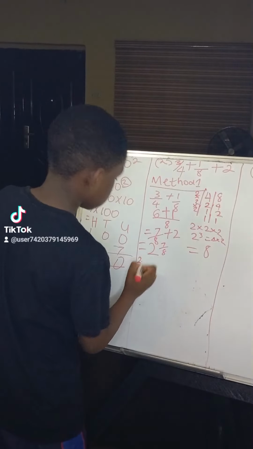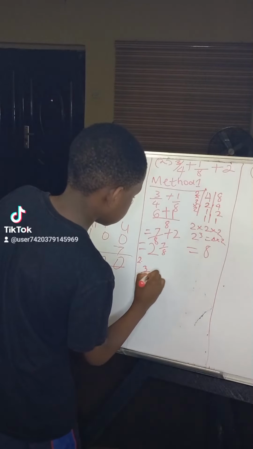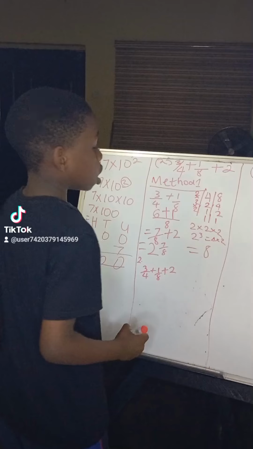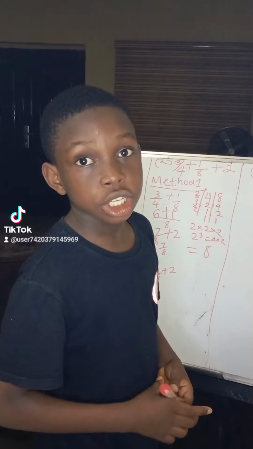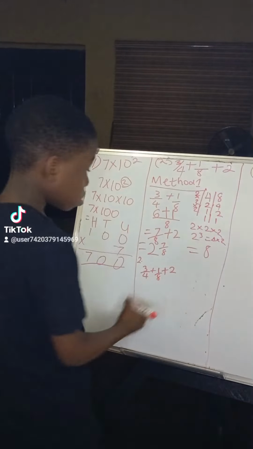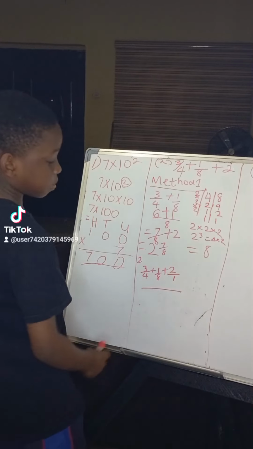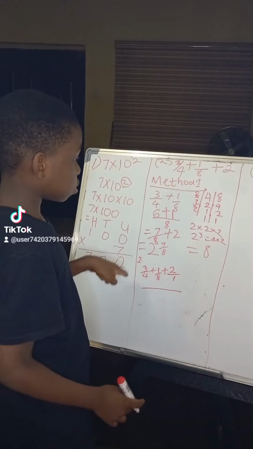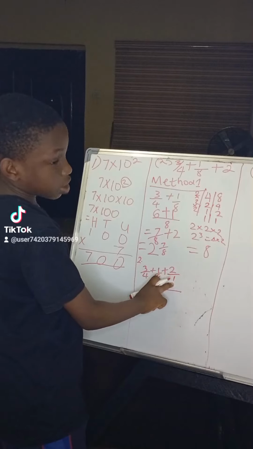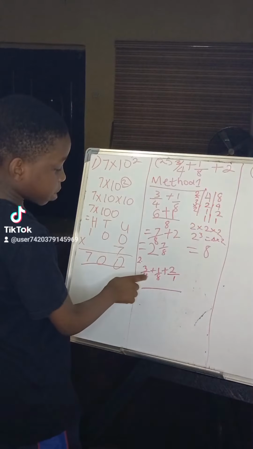Method 2. 3 over 4 plus 1 over 8 plus 2. Any whole number changed to a fraction is just that number divided by 1. So 2 is a whole number in this case, and then we just divide it by 1. Change it to a fraction. Now the LCM of these 3 numbers does not change because 1 is only divisible by itself and any other number. So it does not change. It just depends on these 2 numbers.